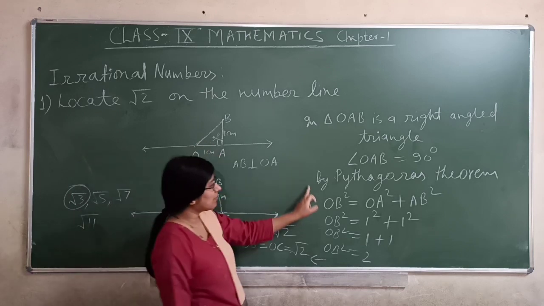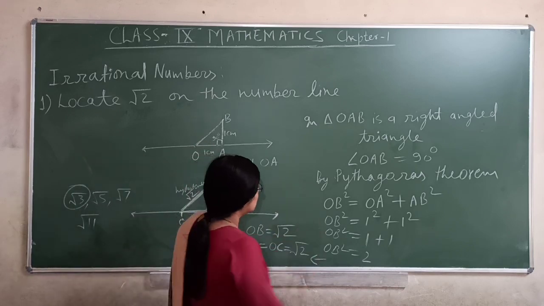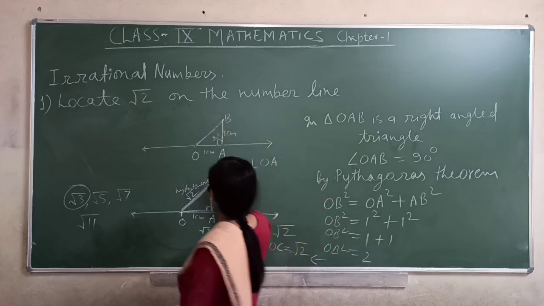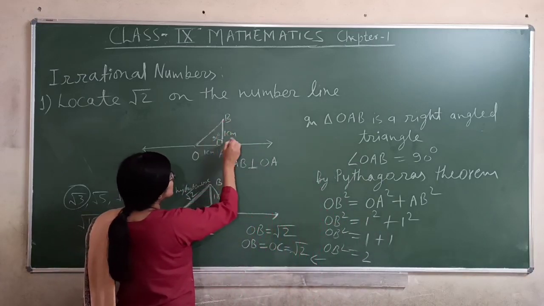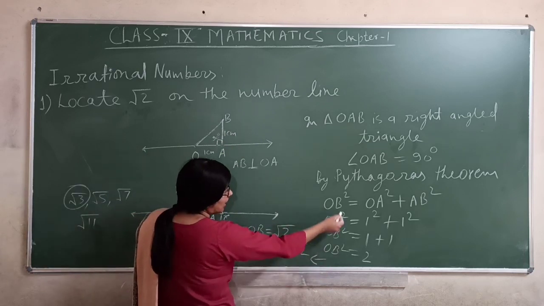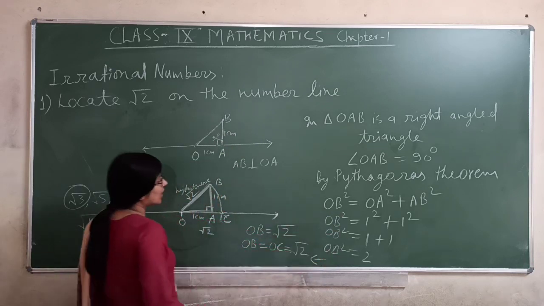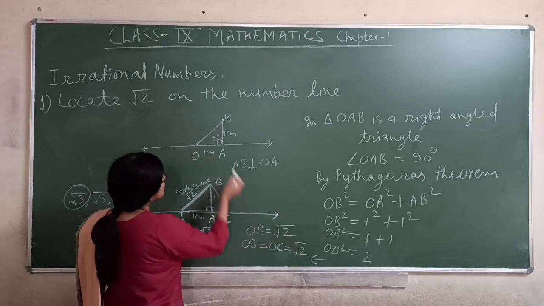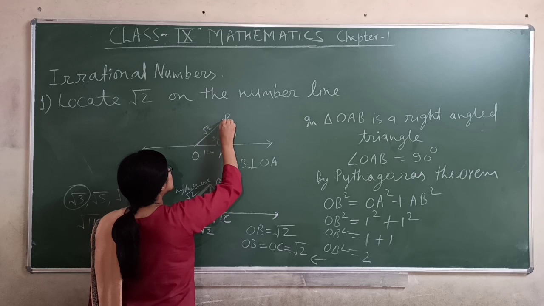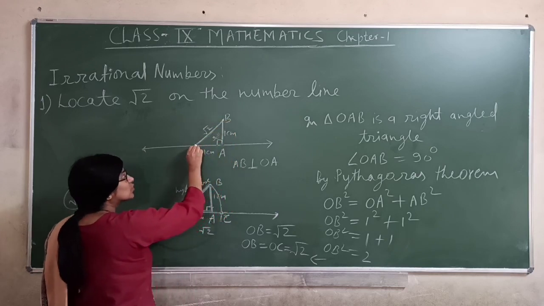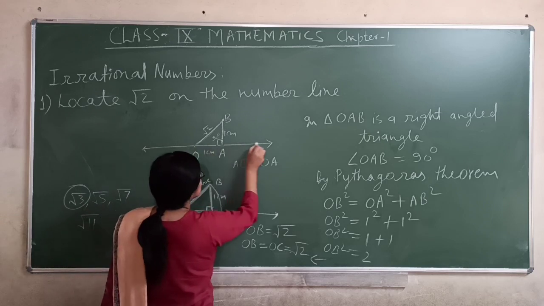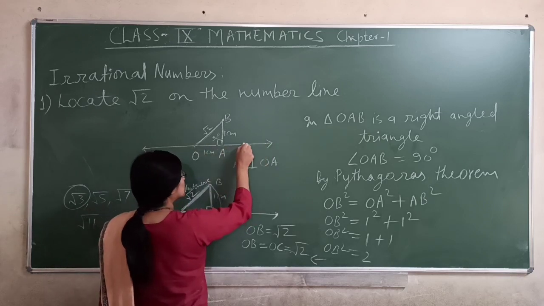So then we will apply Pythagoras theorem here. Pythagoras theorem: OB square, hypotenuse square, equals base square plus perpendicular square. So we will apply the theorem here and calculate. OB square comes to 2 and OB equals root 2. This is root 2. But we have to show root 2 on the number line. The number line is this one. You have to show root 2 on the number line.